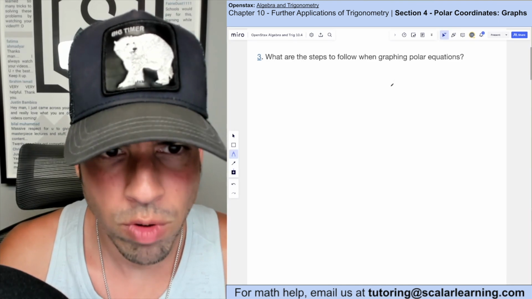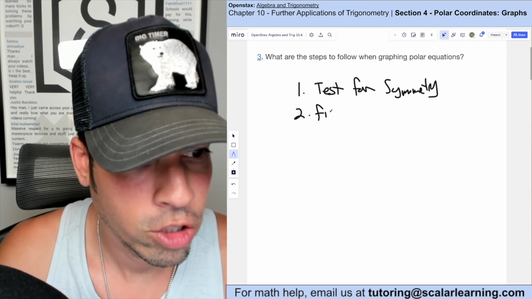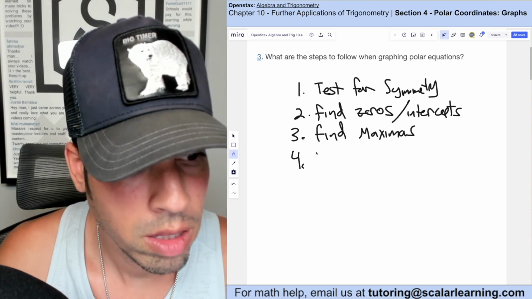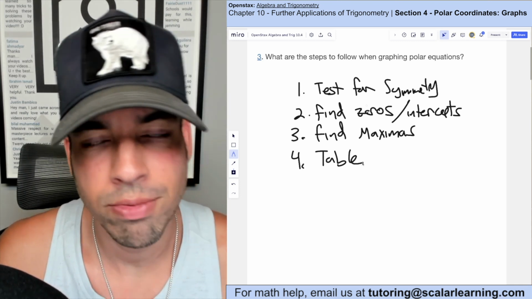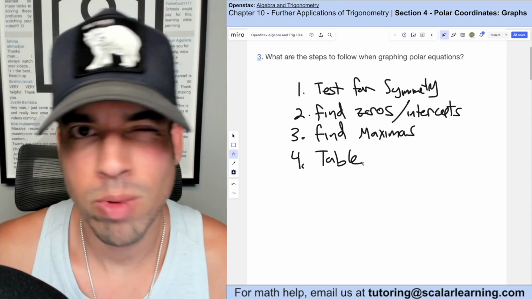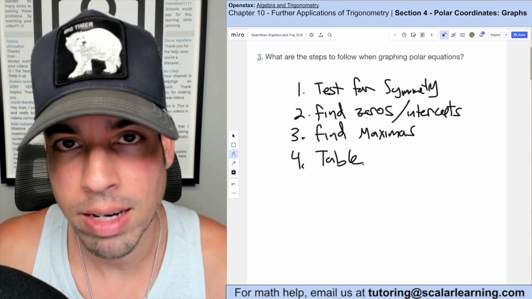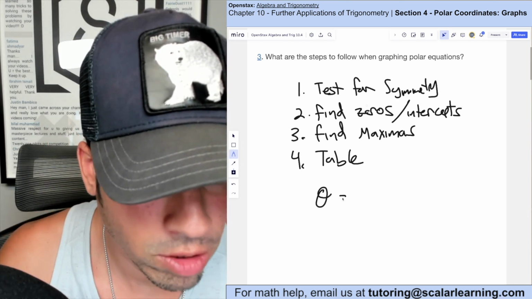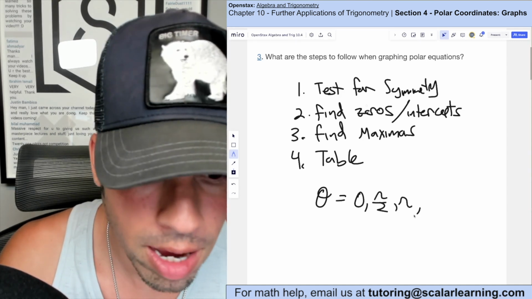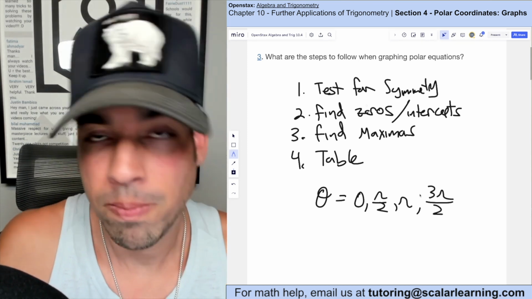What are the steps to follow when graphing polar equations? So first, we're going to test for symmetry. Then you're going to try to find the zeros. Then you want to find any maximas. And then you want to make a table. Now, of course, there are different types of equations, polar equations in particular. And once you recognize the type, you might have a better idea of what the function is going to look like. So it's important to bear that in mind as well. And by the way, good theta values to use when you're making your table would be 0, pi halves, pi, and 3 pi halves, right? These are basic values on the unit circle as well. So that's how you do it.